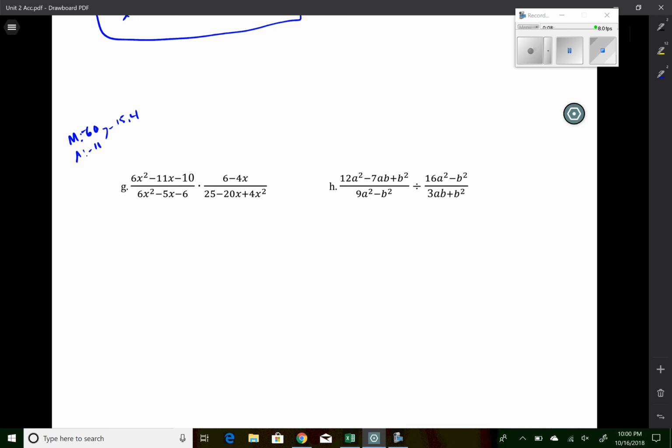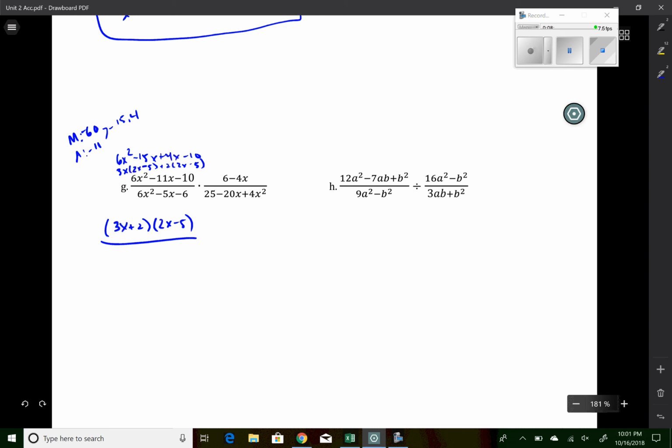So then when I factor that, I'm going to get 6x squared minus 15x plus 4x minus 10. Do my GCF thing. So I have a GCF of the first two terms of 3x, leaving us with 2x minus 5. And positive 2, leaving us with 2x minus 5. So that first numerator is going to become 3x plus 2, 2x minus 5.